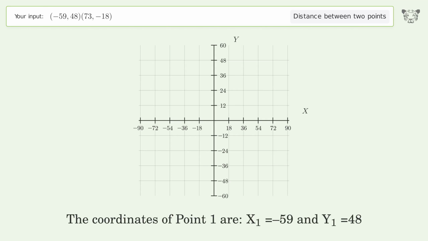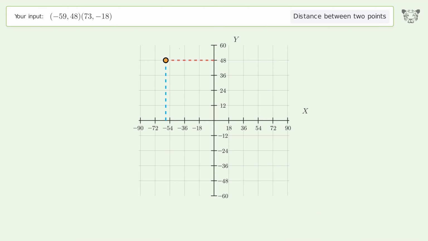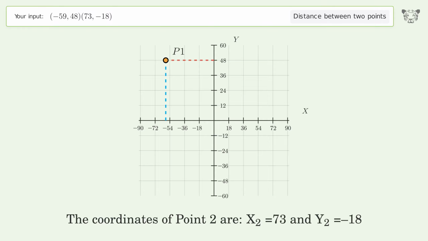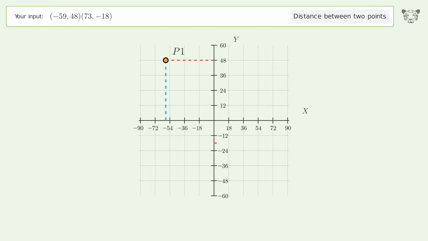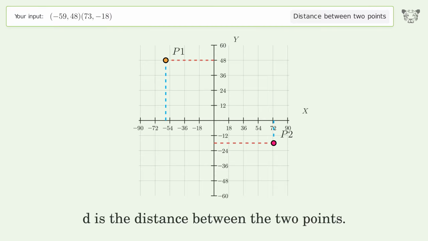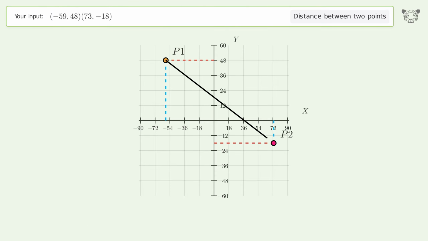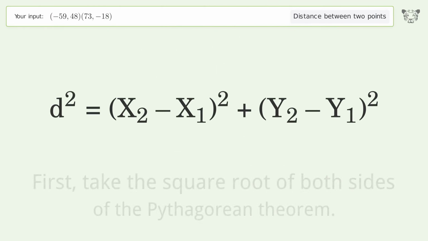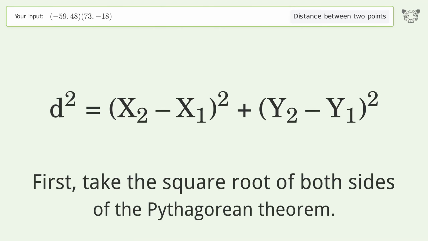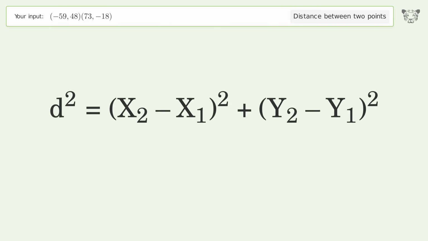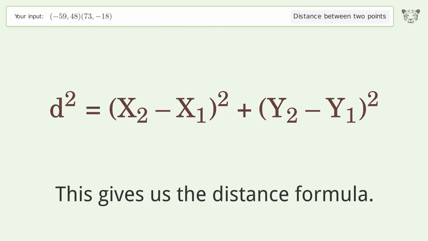The coordinates of point 1 are x1 equals -59 and y1 equals 48. The coordinates of point 2 are x2 equals 73 and y2 equals -18. D is the distance between the 2 points. First, take the square root of both sides of the Pythagorean theorem. This gives us the distance formula.